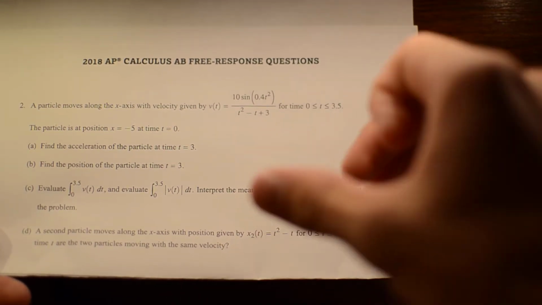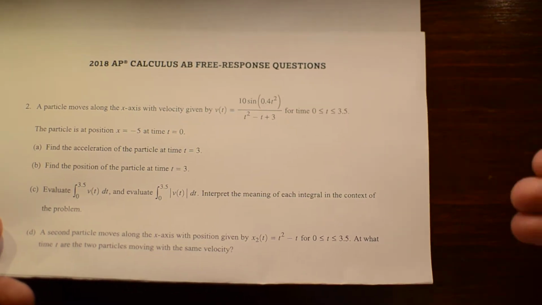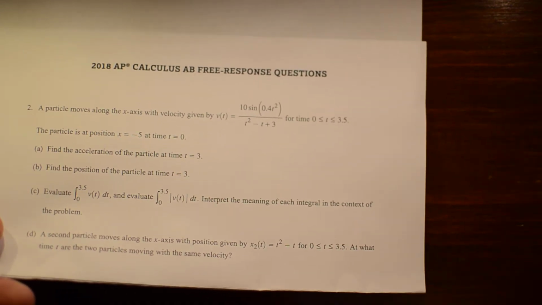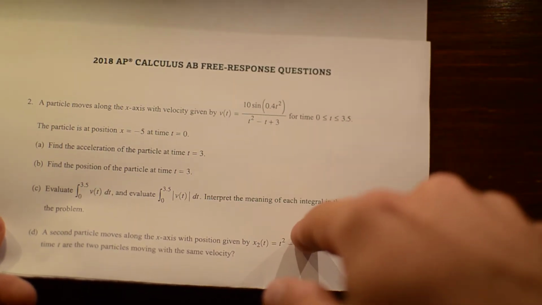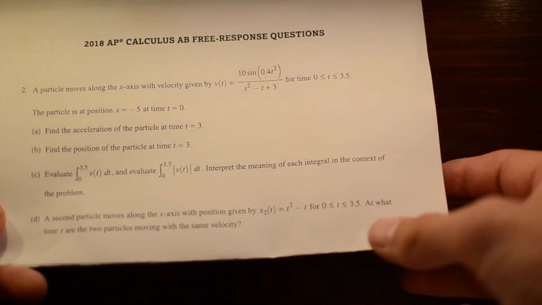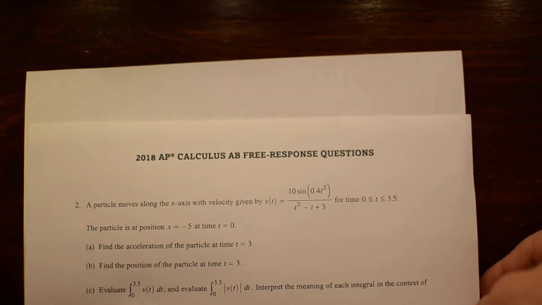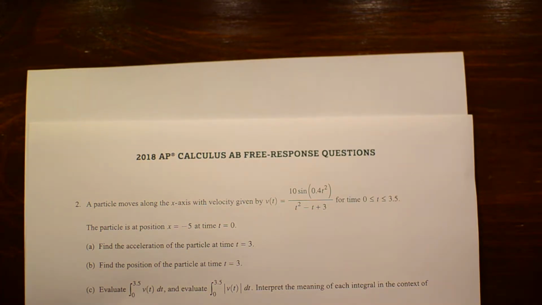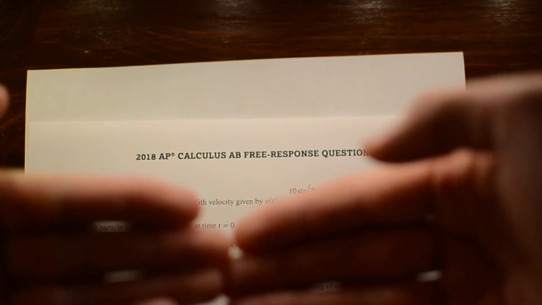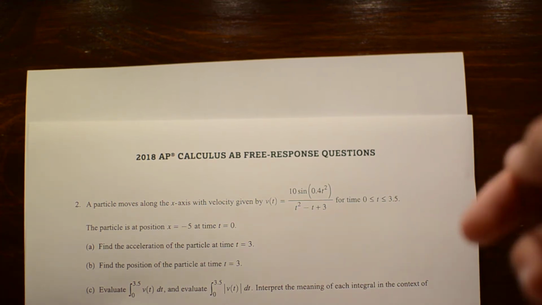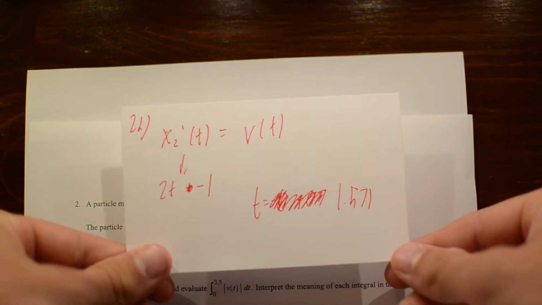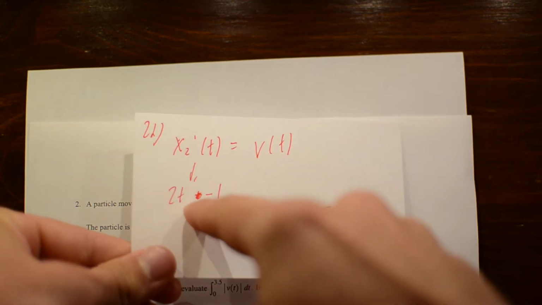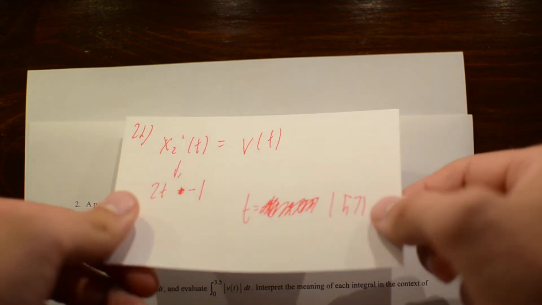For this one, just remember that just as the integral of velocity is position, the derivative of position is velocity. So what you need to do is take the derivative of this, graph it, and find where it intersects velocity, because whenever v(t) and x2 prime of t are equal, they will be going at the same velocity. The easy derivative of x2(t) is 2t minus 1, and you just set those equal to each other.